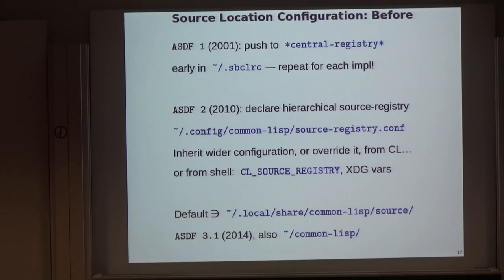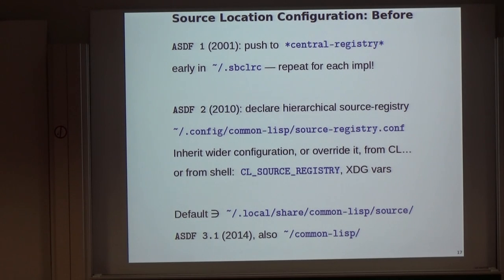So, other changes. Source location configuration. Before, in ASDF 1, everyone had to be his own system administrator. You had to manually push all your directories to the central registry, or you had to manually build a directory that was a sibling farm. And when anything changed, you had to update that manually, or you had to write your own script to update that. That was hell. Basically, you had to be a system administrator in addition to being a programmer.